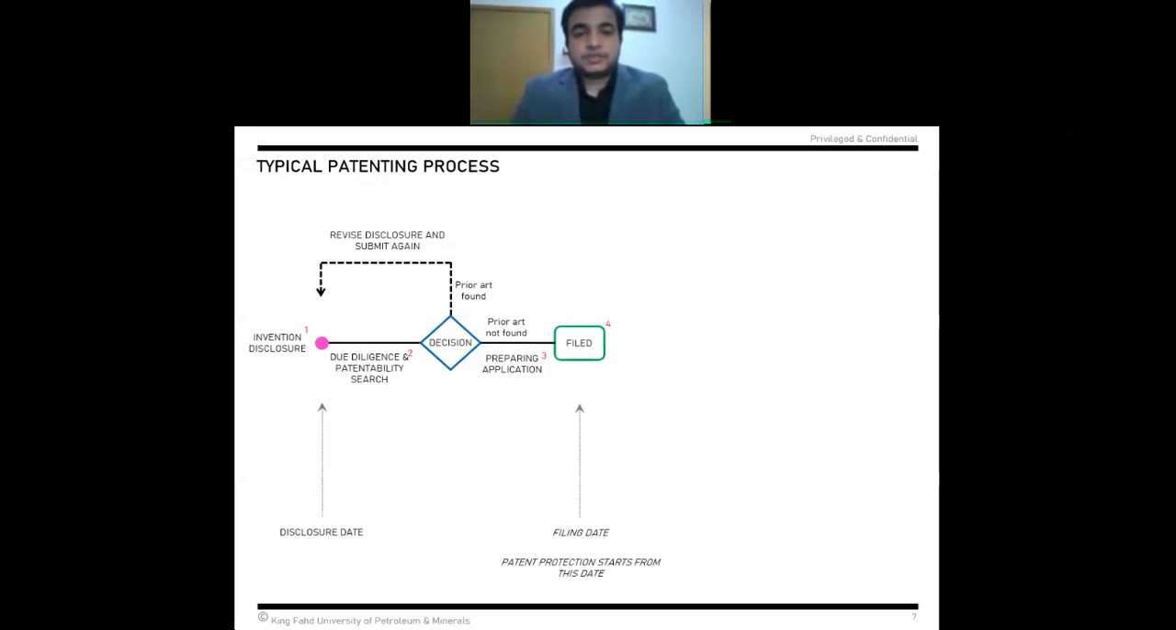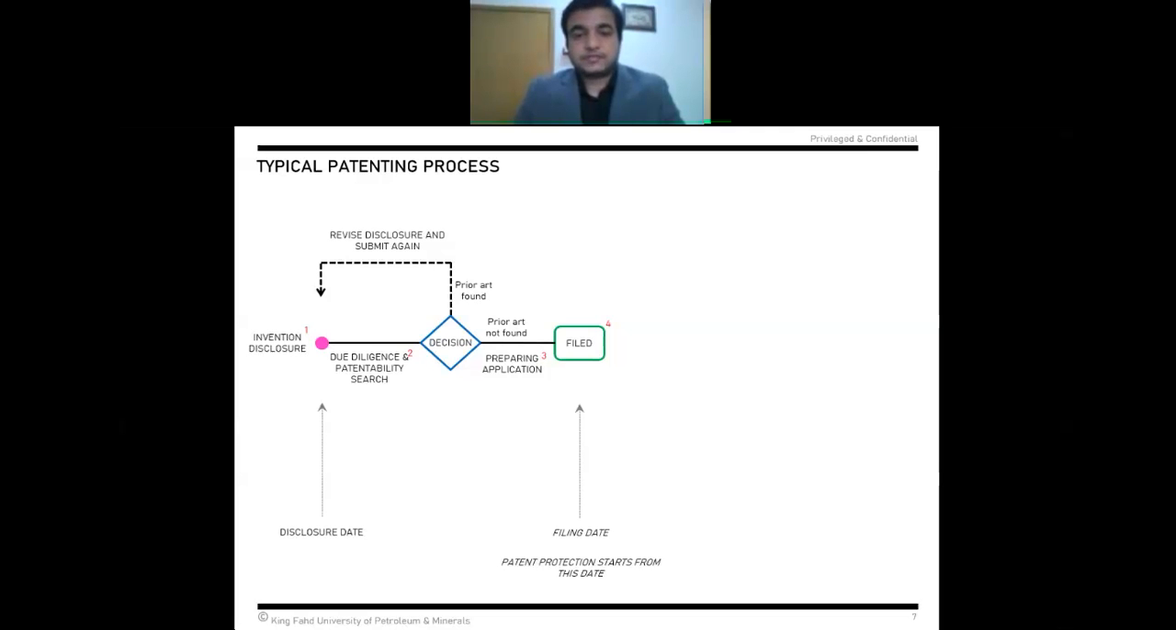And as you can notice, so far, from the invention disclosure to the preparation of the patent application, this part is all in-house. We haven't yet reached the patent office. We have disclosed the invention, done some due diligence and searching, and prepared the application. After going through these stages, the invention is filed in the patent office, which means that you submit your invention to the Indian patent office and you say, this is my invention and I want a patent for it.